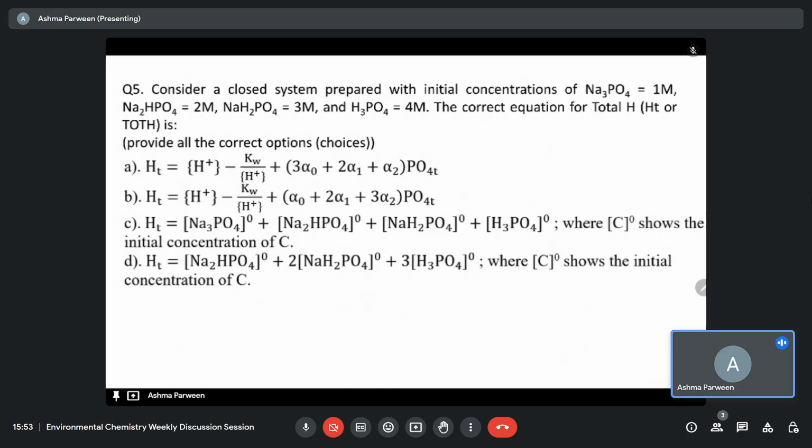I think this question is based on the week 4 material. Please try to solve this question. I will give you 5 minutes, then we will see how to solve it.